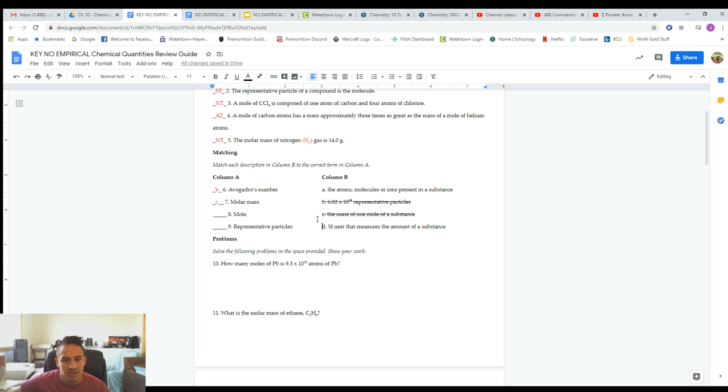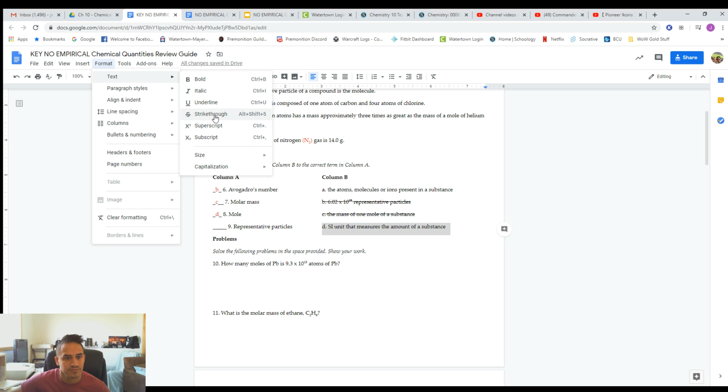A mole is the SI unit that measures the amount of a substance. Now, a mole is also this many particles. Okay, that is true. But since we've already used that for Avogadro's number, the definition for a mole here also is the SI unit for any amount of a material. Okay, so that one is going to be D.